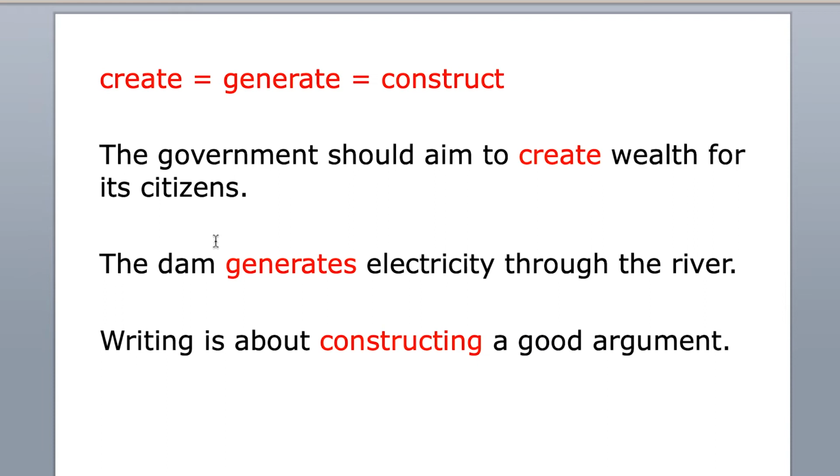Again, we have three academic words that mean to make something. And they are create, generate, and construct. For example, the government should aim to create wealth for its citizens. Or the dam generates electricity through the river. Or writing is about constructing a good argument.